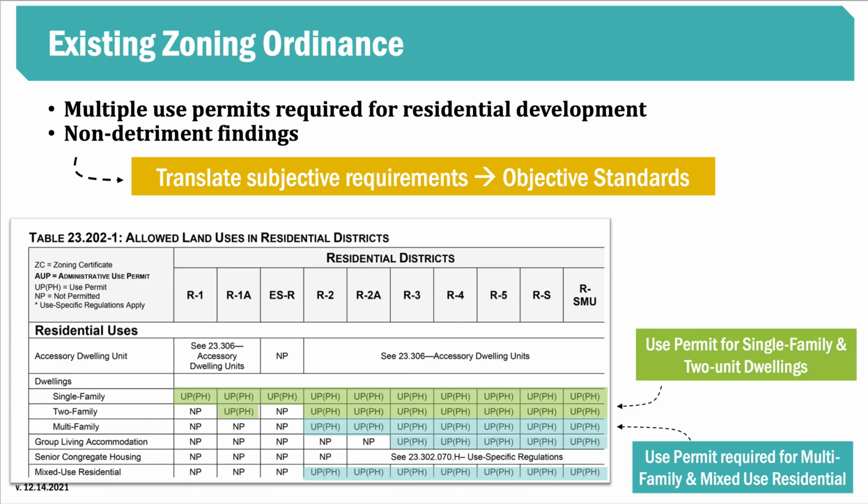To approve the use permits, the ZAB must find that the project will not be detrimental to adjacent properties, the surrounding neighborhood, or the city in general. As part of the Objective Standards Project, we will explore opportunities to translate this non-detriment finding and other subjective requirements into new objective standards. We will also explore methods to codify in the zoning ordinance project revisions frequently required by the ZAB or city staff to minimize impacts on adjacent properties.